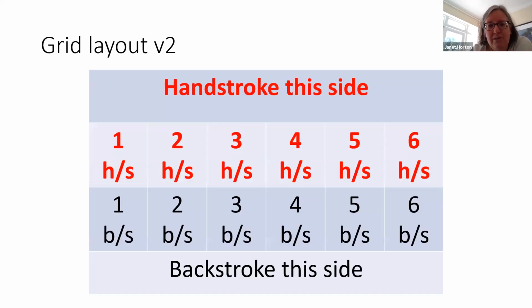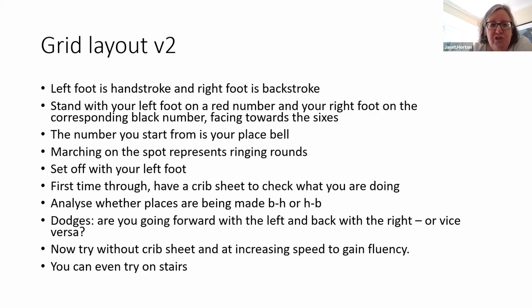And now this brings me to grid layout 2, where the red numbers now represent the hand stroke and the black numbers represent the backstroke. So instead of putting both feet into a square to make a move, you just put one foot into a square to make a move. So you stand so that your left foot is the hand stroke and your right foot is backstroke. Stand with your left foot on a red number and your right foot on the corresponding black number, facing towards the 6s.